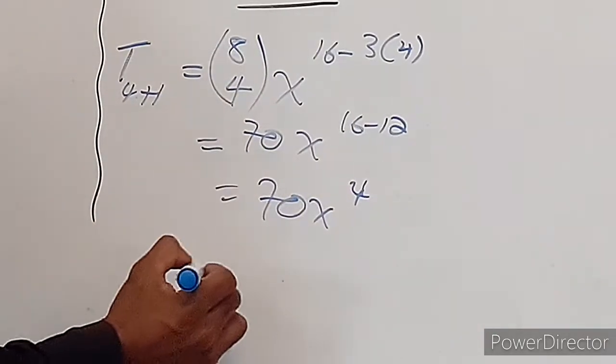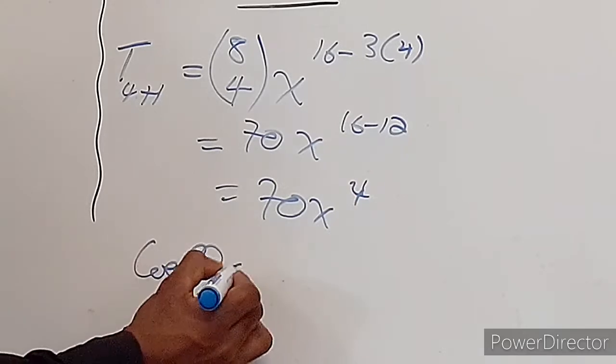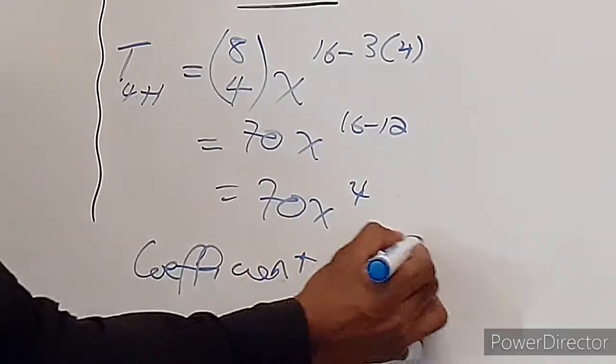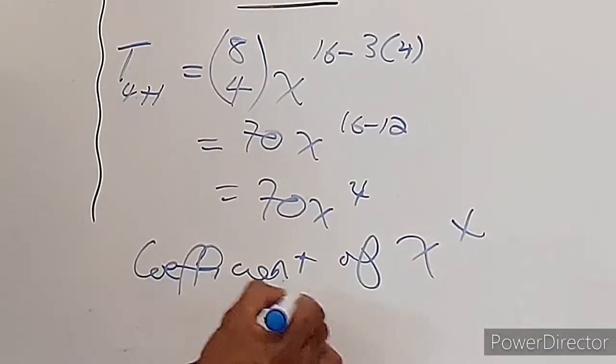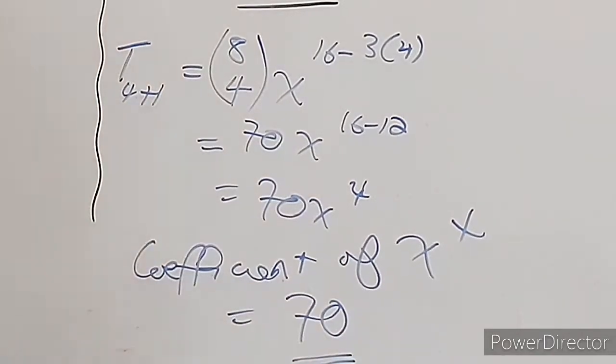So the coefficient of x to the power of 4 is equal to 70. And that's it.